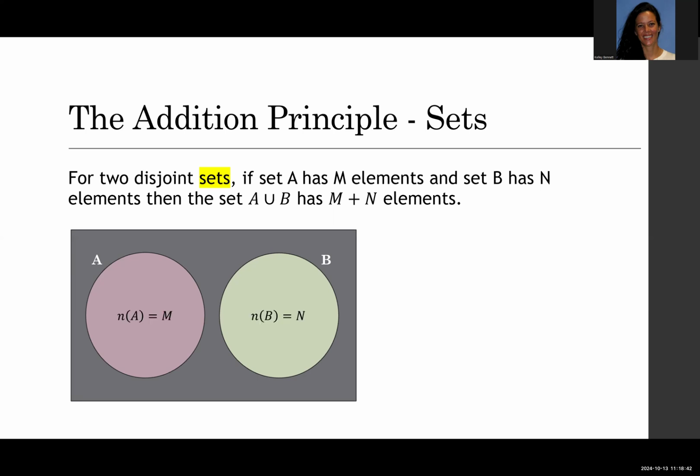If I were to label my Venn diagram here, I would write the cardinality of A is M, the cardinality of B is N, and then the cardinality of A union B is simply the cardinality of A plus the cardinality of B, so M plus N. This is the mathematical, formal, notation-heavy way of writing what we just said in the above sentence.